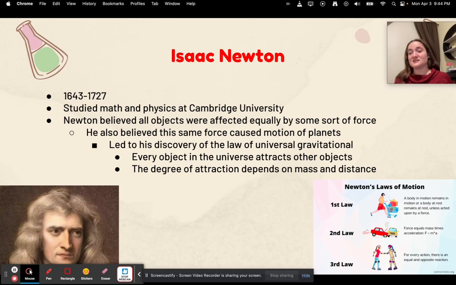mass and distance. So I'm sure you're thinking back to your days in ninth grade science when you had to calculate some of those Newton's laws stuff. Yeah, this is the guy. He also had his famous first, second, and third law. If you've ever done some sort of physics and science, I am 100% sure you have talked about these laws.